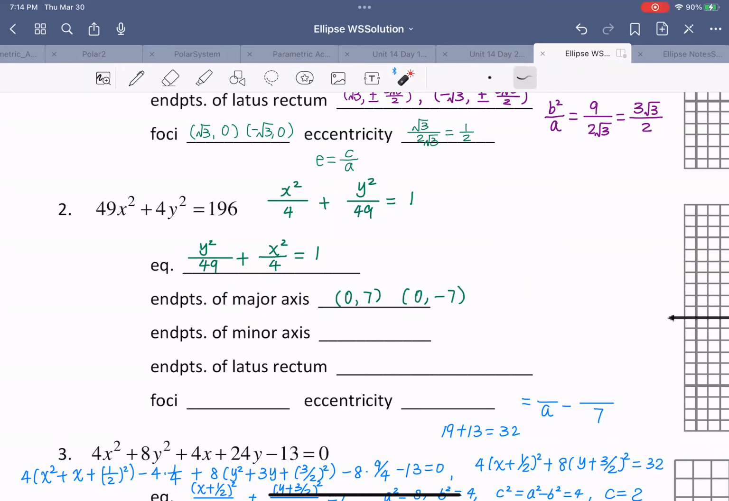Now, go get this one. It's 2, 0 and negative 2, 0. We can hold this for later. Let's take care of the foci. Let's figure out how much the c is.